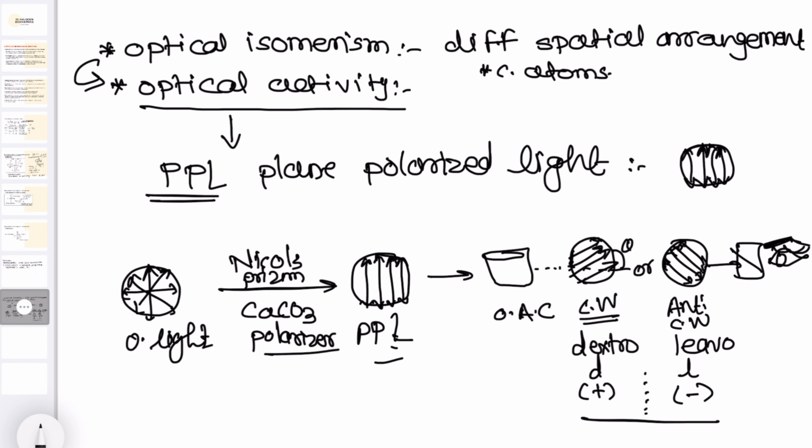Dextrorotatory and levorotatory. If there is an equimolar mixture of enantiomers, that is, the same molar amount of the dextro and levo enantiomers, then it is called a racemic mixture.